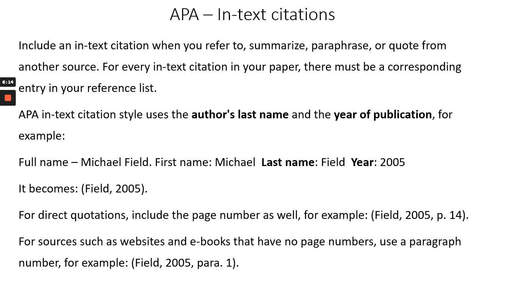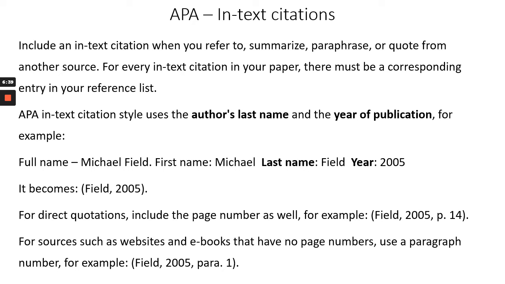APA in-text citations. Include an in-text citation when you refer to, summarize, paraphrase, or quote from another source. For every in-text citation in your paper, there must be a corresponding entry in your reference list. APA in-text citation style uses the author's last name and the year of publication.